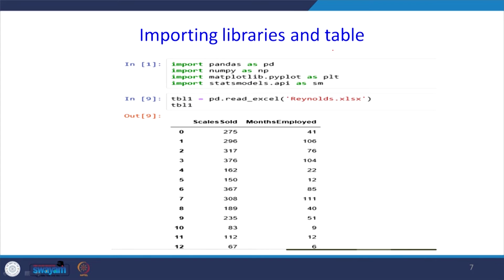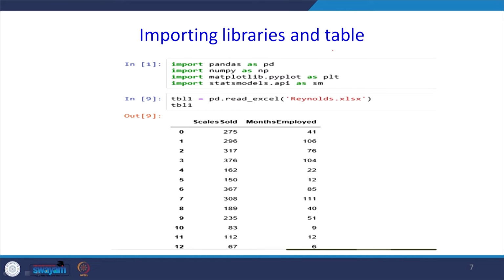With the help of Python, first we will construct a simple linear regression equation. Let us see what is happening. I have brought the screenshot of the Python programming. At the end of the class, I will run this code. You can type these commands in your PC and you can verify the answer.